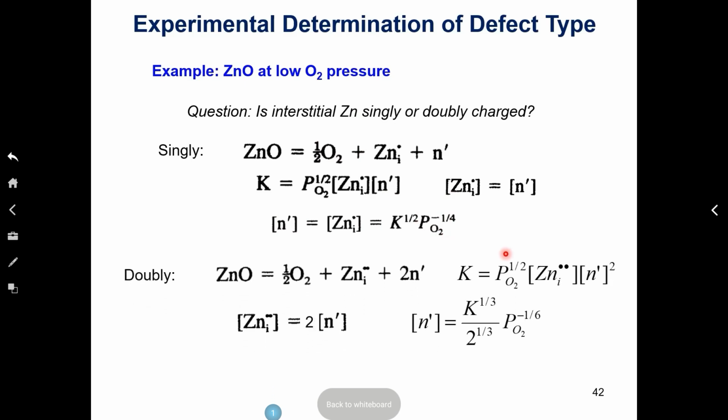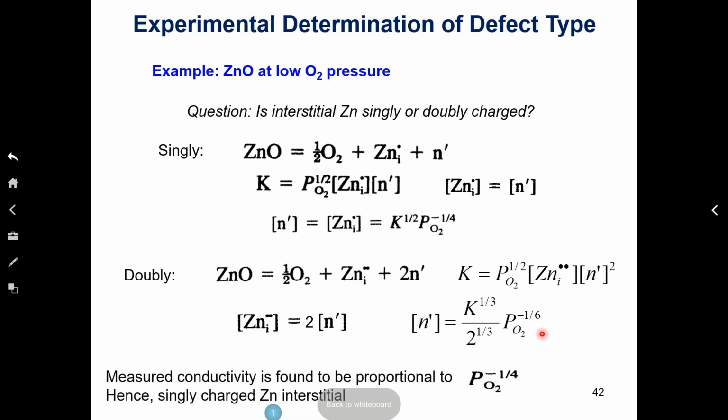The other option is doubly ionized. You can see this is doubly ionized. Step 1, step 2, step 3, electroneutrality, and the solution: it's now PO2 to the negative 1/6. So let's do the measurement and see whether it's negative 1/4 or negative 1/6. It gives negative 1/4. So you can solve this controversy with a simple thermodynamic calculation and experiment. So this is correct.